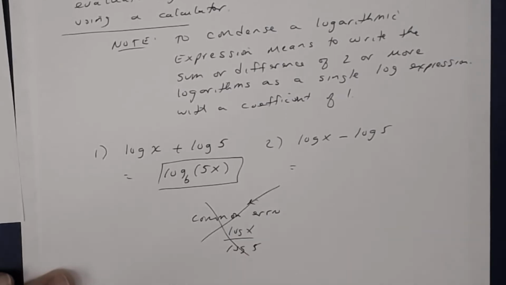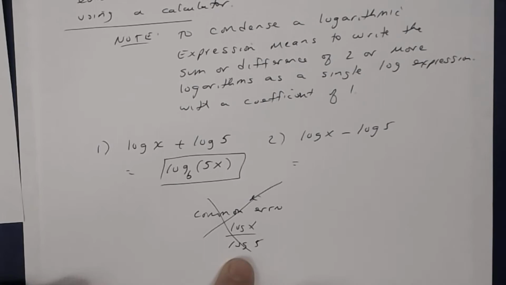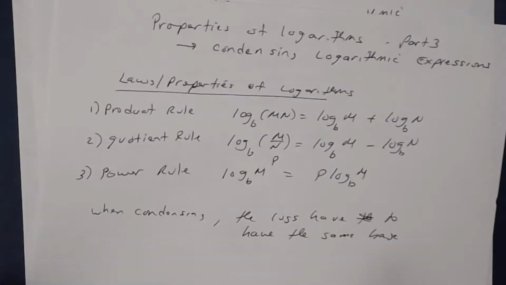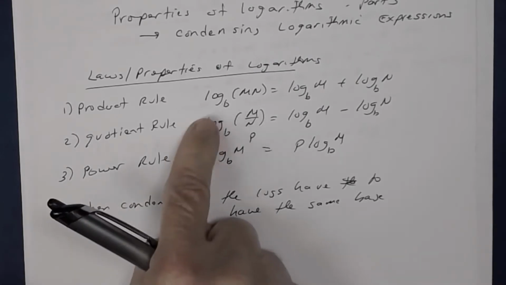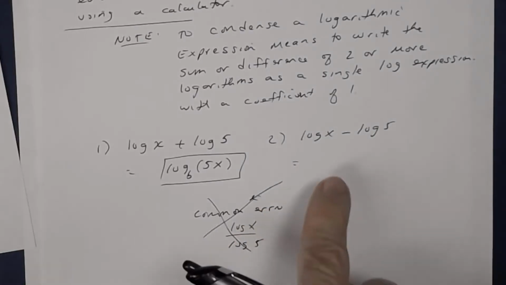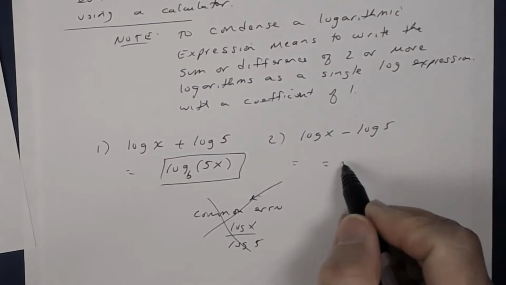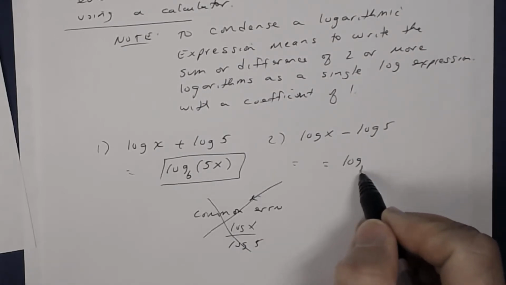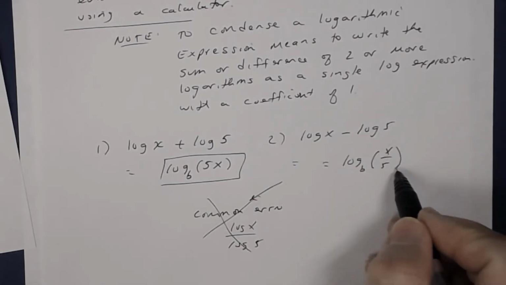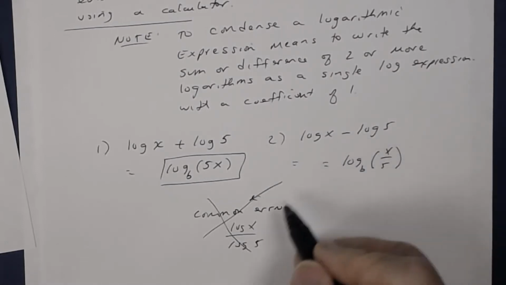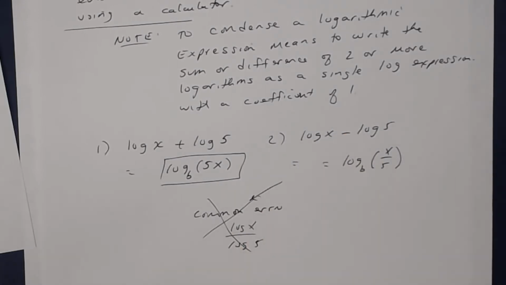That's not true. Okay? That's not what this is. So when you go back to the quotient rule, do you see a log in the numerator and a log in the denominator? No, you just see one log, right? So be careful. That is not this. This right here is this. It's the log base b of (x divided by 5). That's what this is. This is not that. That's a very common mistake people make.